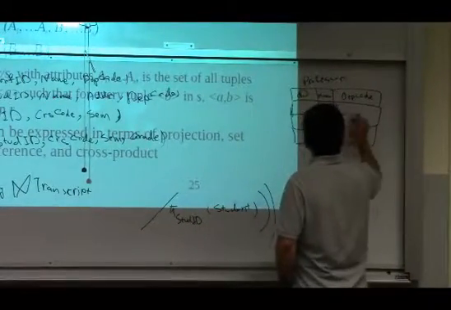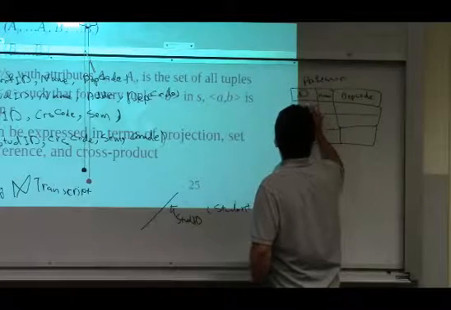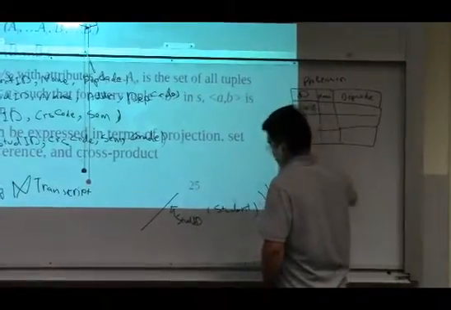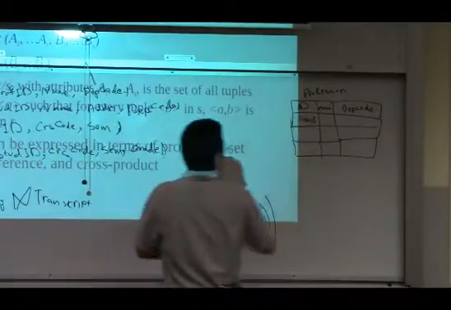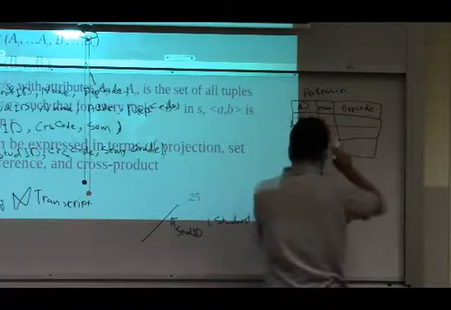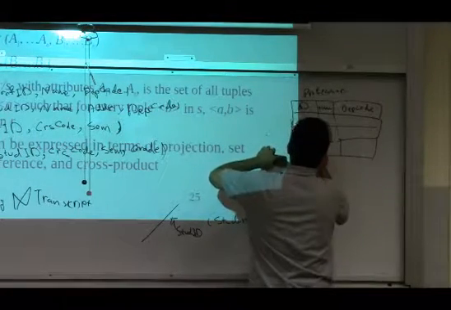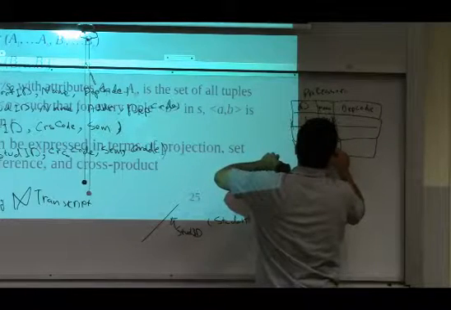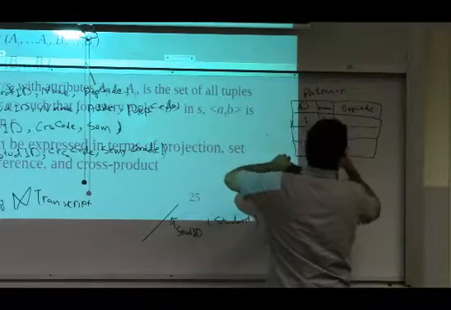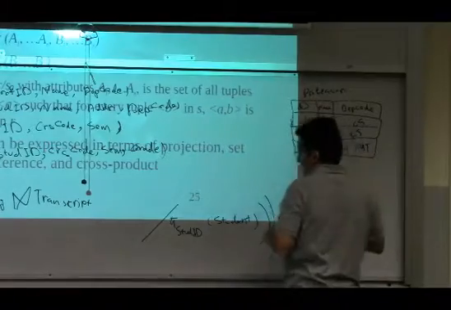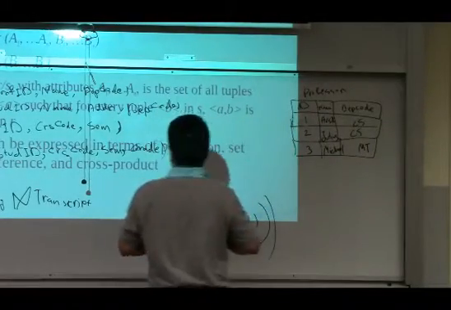Suppose that we have three professors over here, with IDs 1, 2, 3. The department code for these two is CS and this one is mathematics. Okay, this is the table for professors.